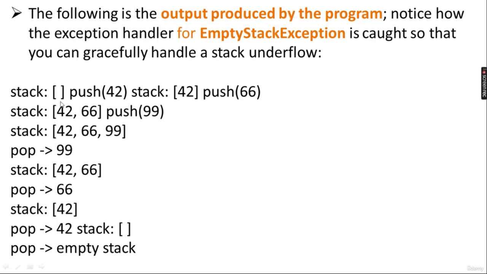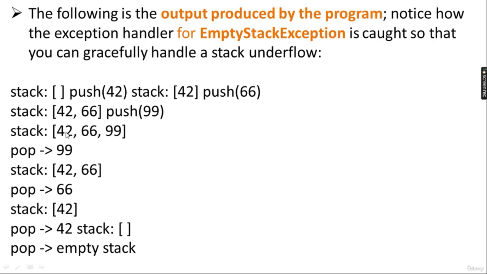The following is the output. Stack is empty at first. After push 42, the stack is 42, 66. The stack is having 42, 66. First in, last out. Okay. Push 99: 42, 66, 99.